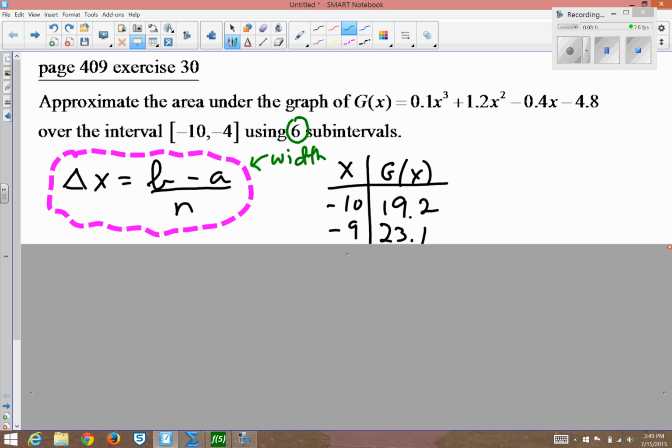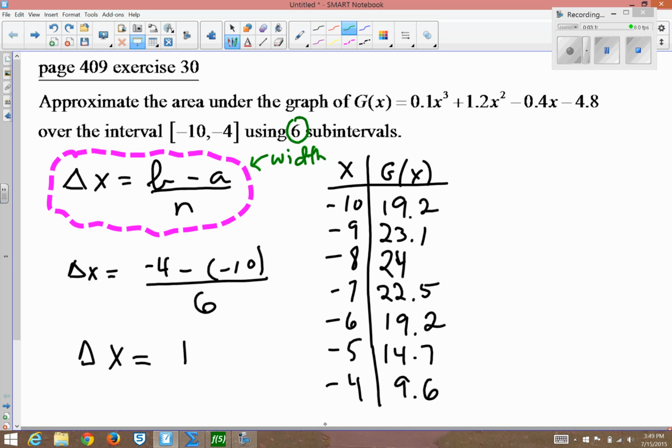And we call it the change in x because we're going to make a table of x and g of x. The first x is going to be the first x that's given. These two numbers are called a and b. A is -10 and b is -4. So b minus a over n, where the number of subintervals is n, comes out to be 1. Ten minus 4 divided by 6 is 1. So we start at -10 in this table, and x gets changed by this amount.